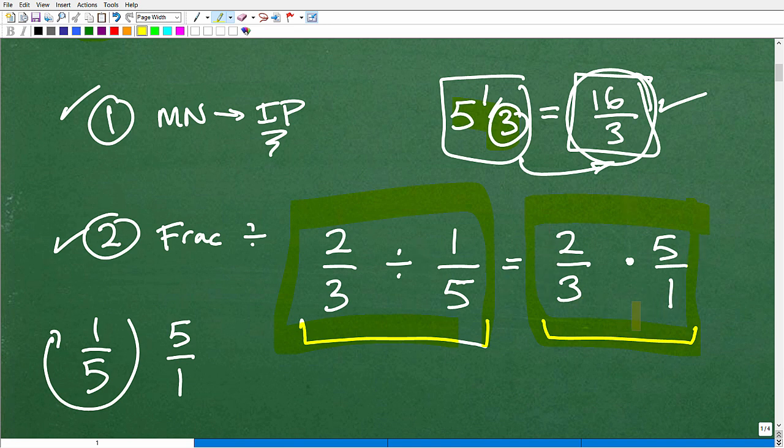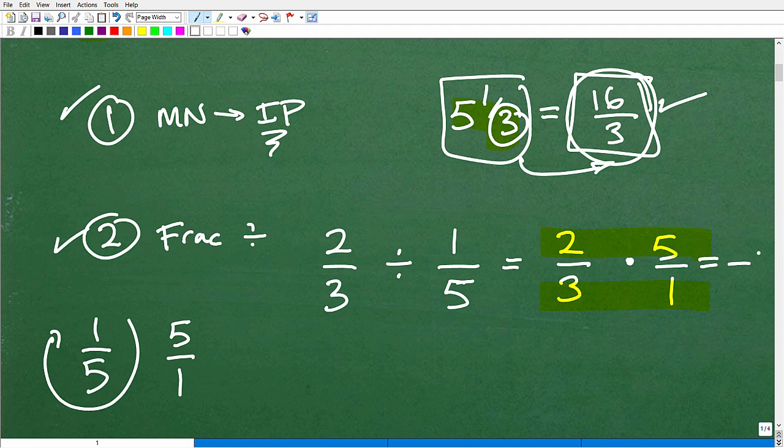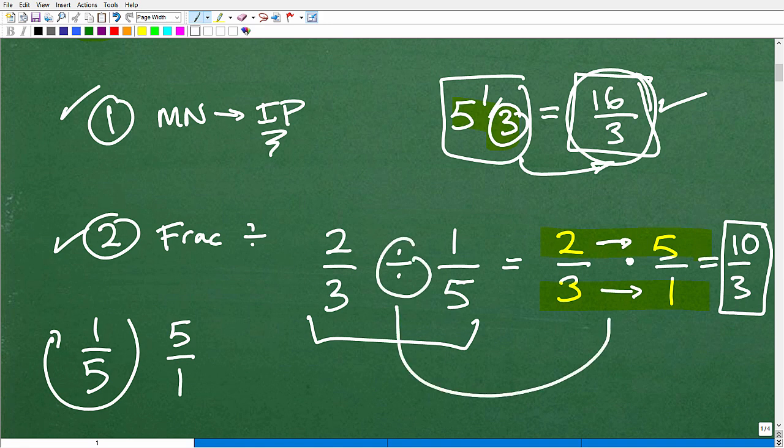Now the reason why we do that is because multiplying fractions is so easy. So how do we multiply fractions? All you do is multiply the respective numerators and denominators. So 2 times 5 is 10, and 3 times 1 is 3, and we're done. That's 10/3. That's it. So how do you divide fractions? Well, we go from division to multiplication, and then we go ahead and finish it with our final answer.